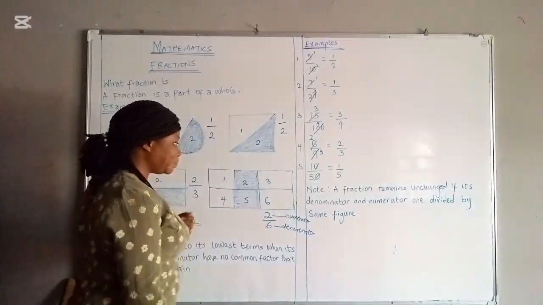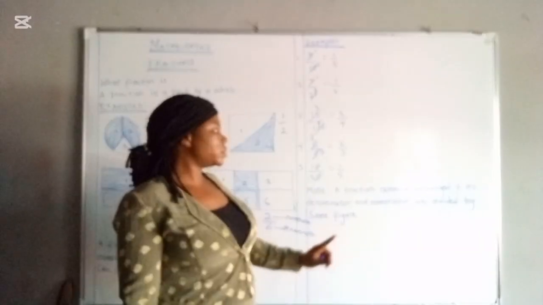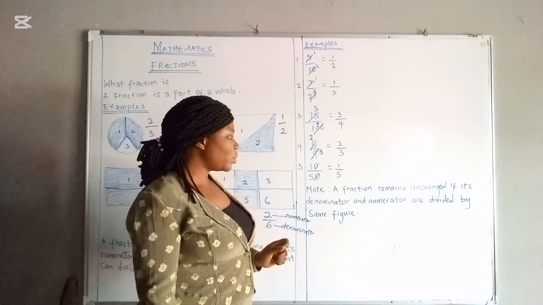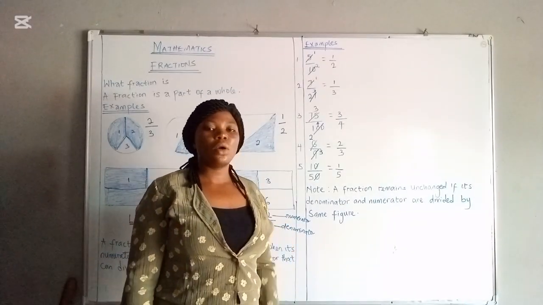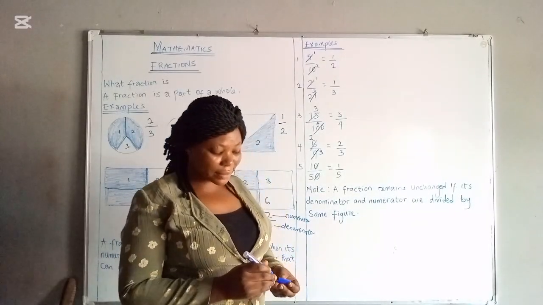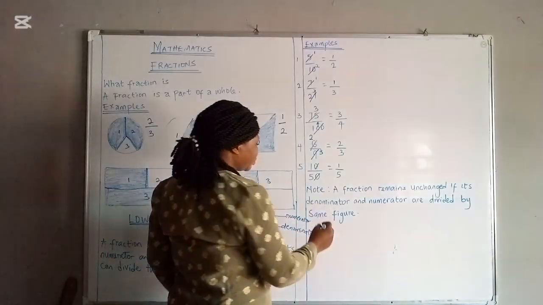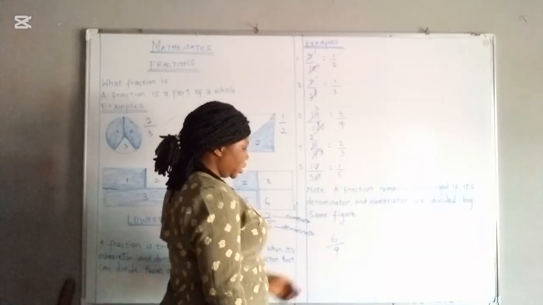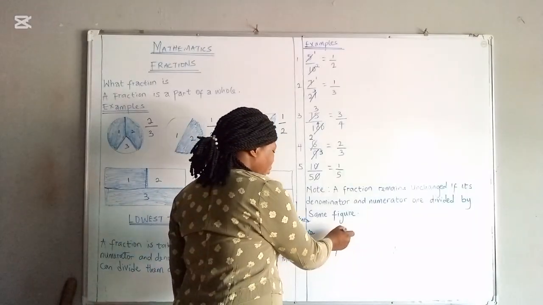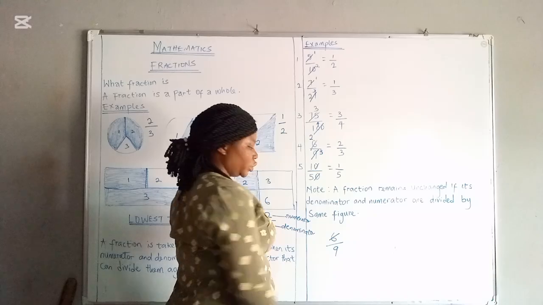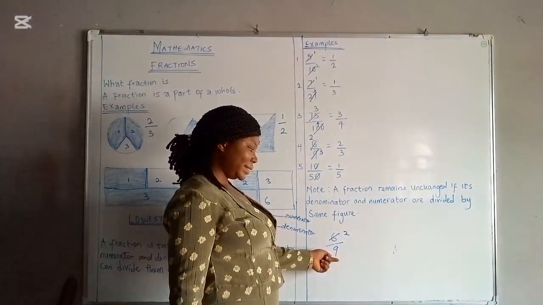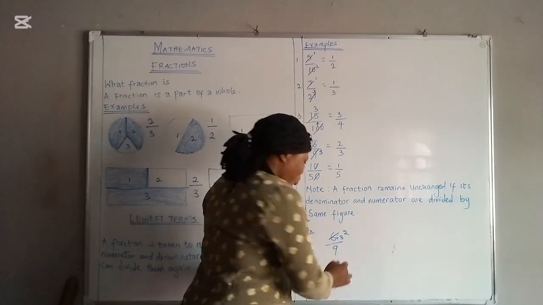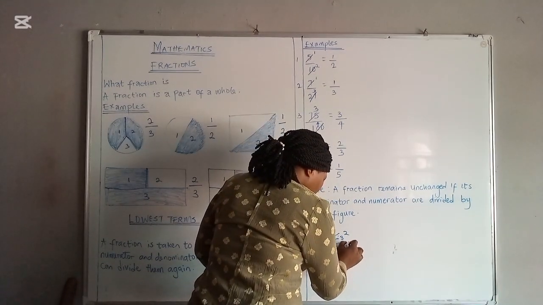Now note that a fraction remains unchanged if its denominator and numerator are divided by the same figure. What did I mean by that? I mean that if you have 6 over 9, you divide 6 by 3, which is 2, and you divide 9 by the same 3, which is equal to 3.